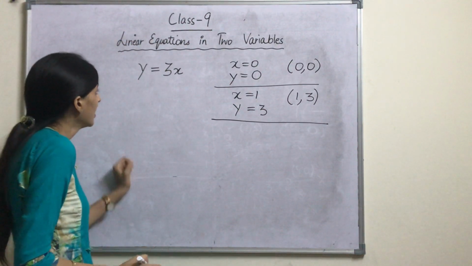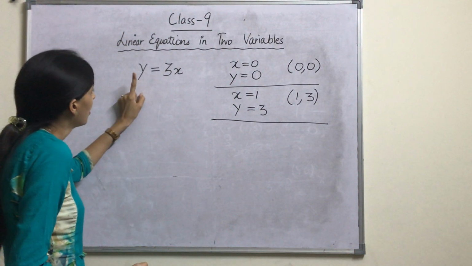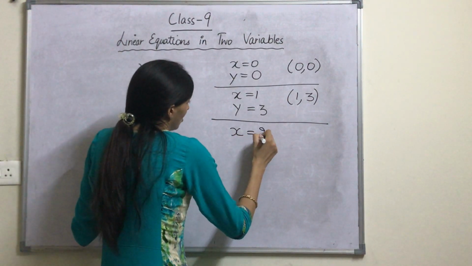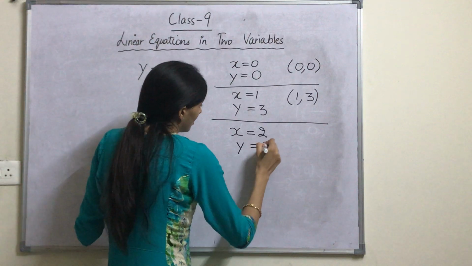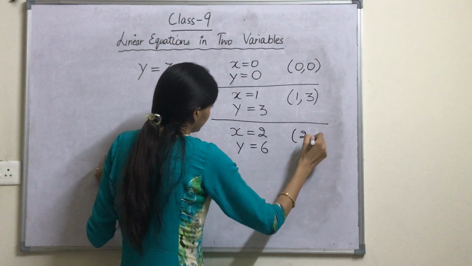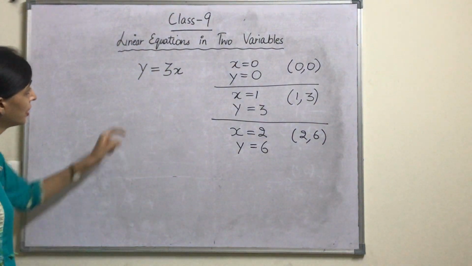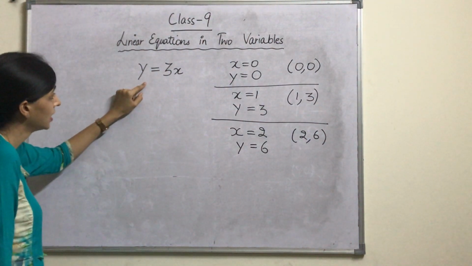Okay, now take x as 2. Y comes out to be 6. Right? Now, what else can I take?